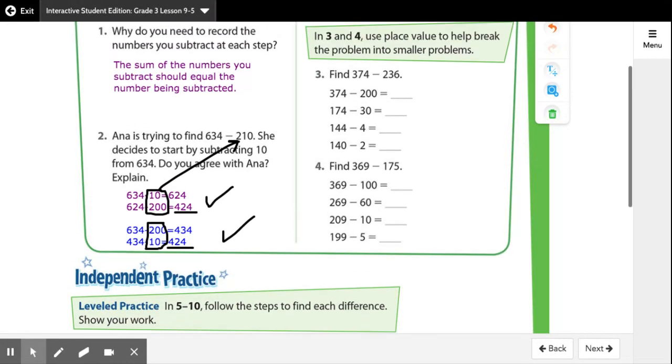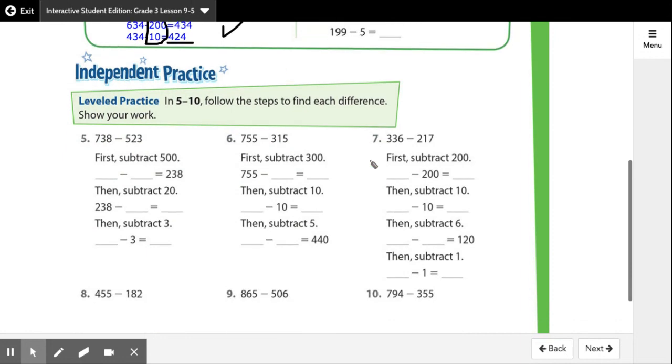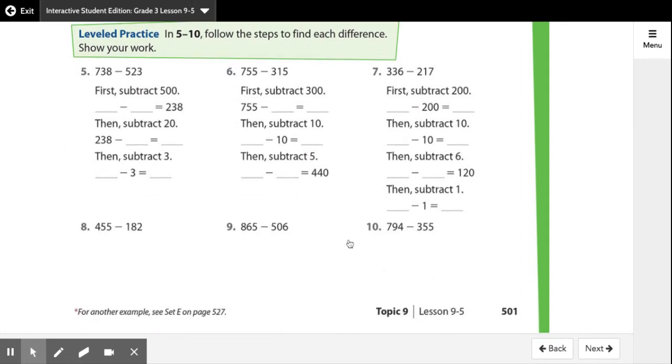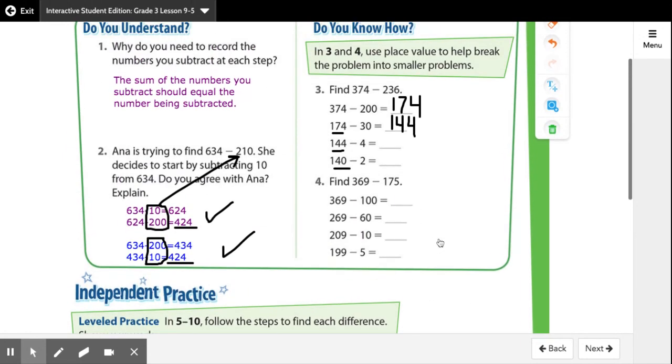All right, so now they broke it up for us by place value. All we have to do is fill in the subtraction. So 374 minus 200 is going to be 174. 174 minus 30 is going to be 144. And you might be thinking, Mrs. Meskel, they're giving you the answers. That is true, but you need to make sure you understand the process, because when we get down to problems like these, they do not give us the answers.